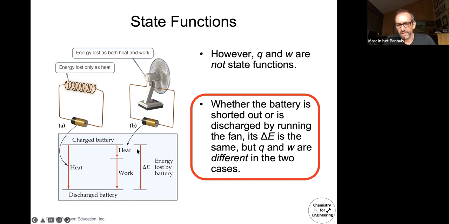So in terms of delta E, the change in internal energy, where E is a state function, it doesn't really matter what path we take. The change in energy is the same whether we do it all in heat or whether we do it partially in heat and partially in work. So that means that Q and W are not state functions, because they depend on the path that you follow.